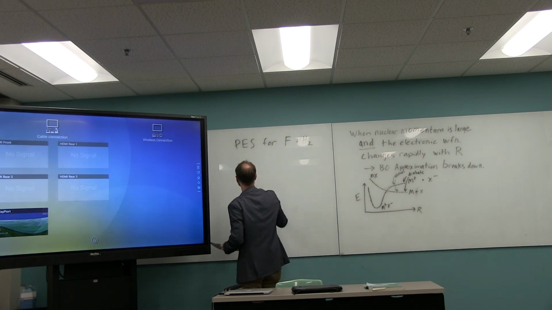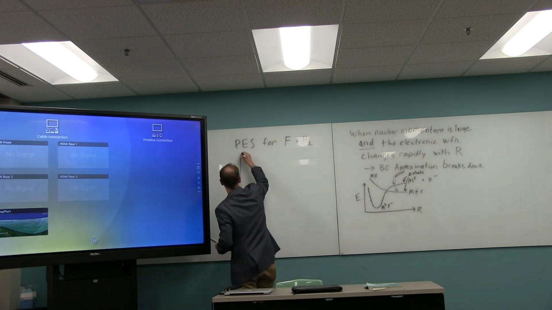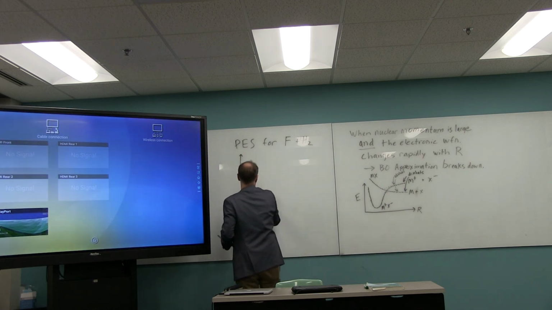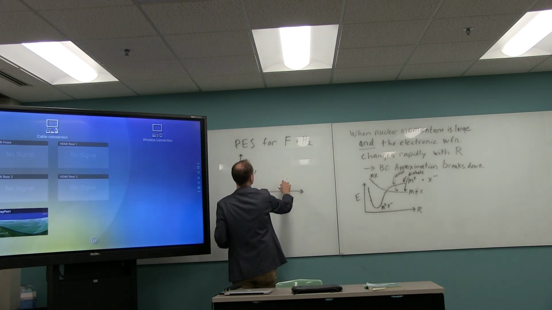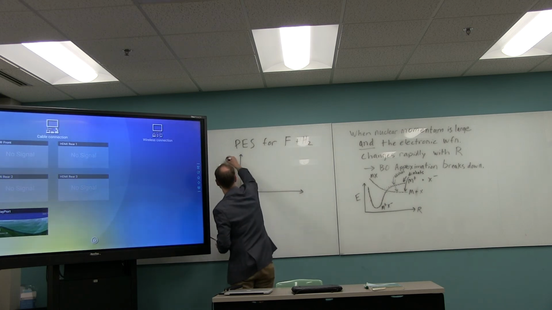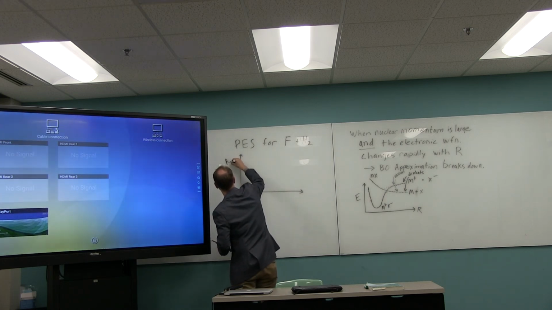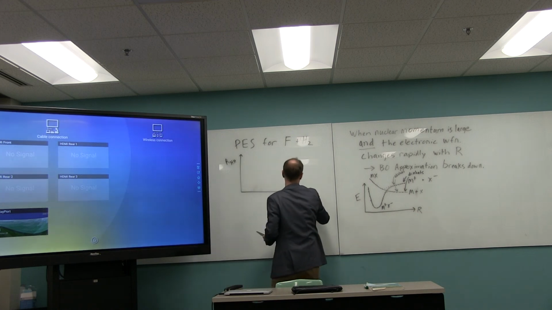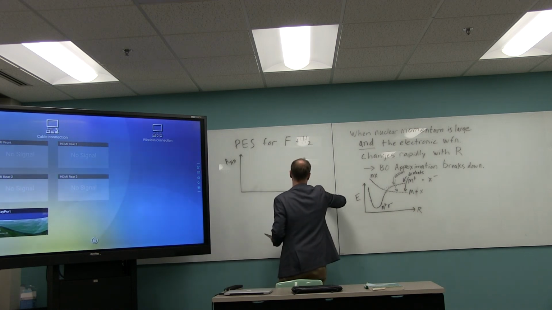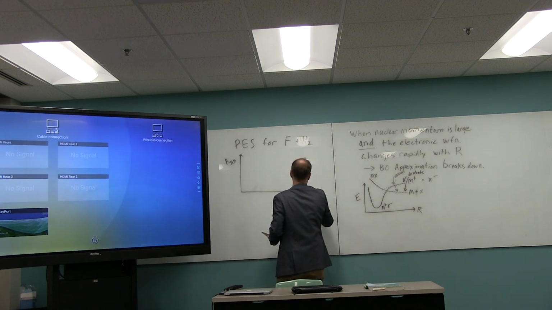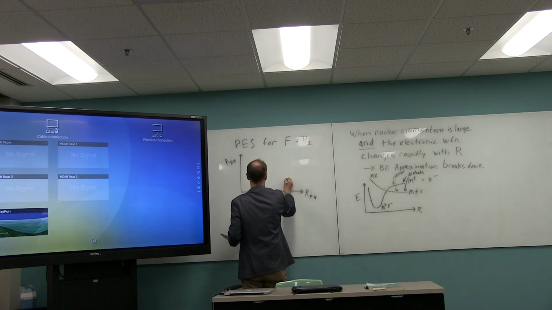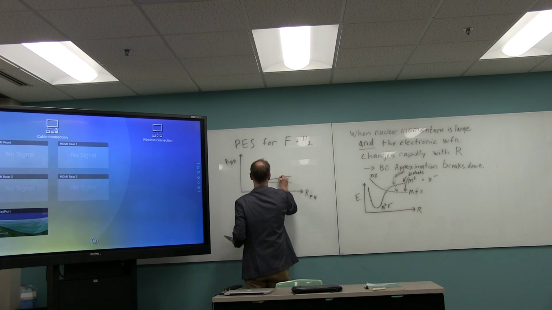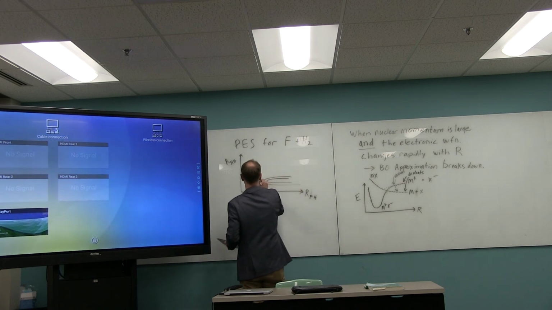If you have a triatomic system, then let's see, I have to think about this. We're going to have, let's call this one R_HH, and this one R_FH. And the way that this potential energy surface looks is kind of like this.